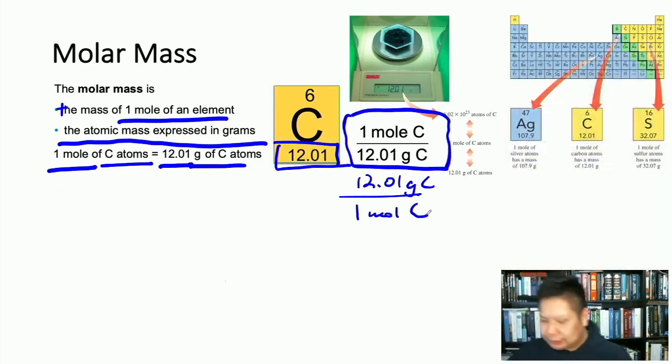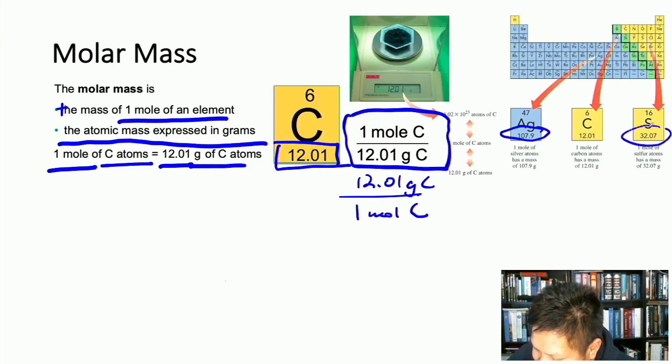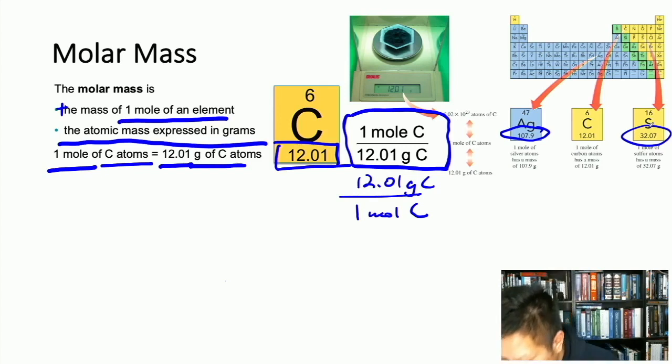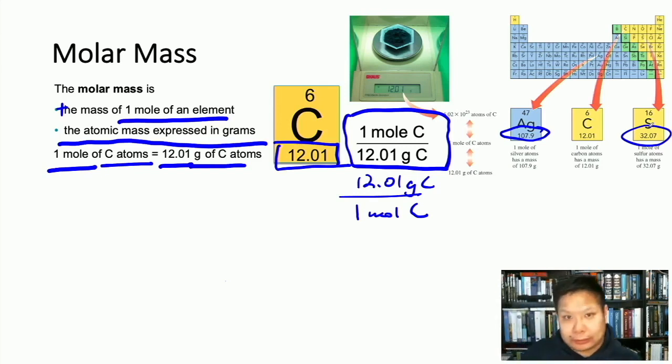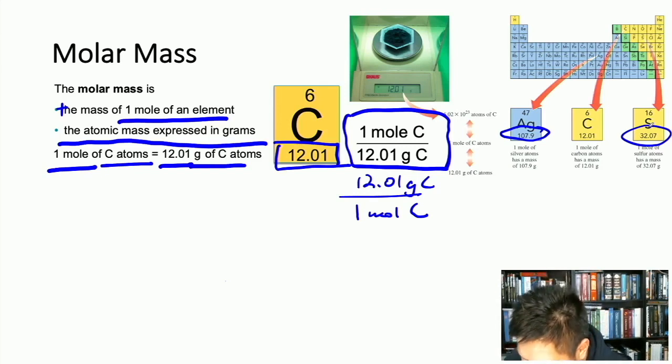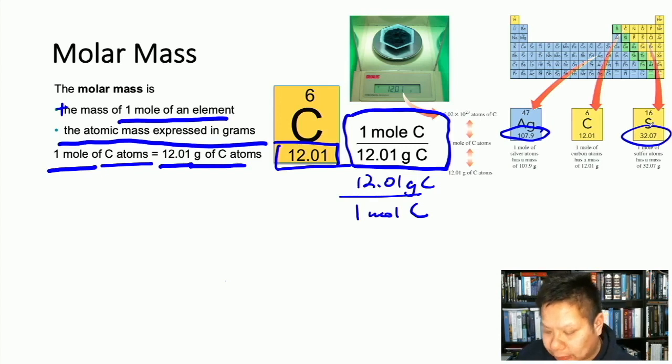There we go. So that's really helpful, like I was saying, because on the periodic table, at the very bottom of the element, they all have molar masses. So for example, silver here, its molar mass is 107.9 grams, right? So that's 1 mole of silver atoms is 107.9 grams. So you can say it's 107.9 grams per mole for the silver atom, or the element silver, right?